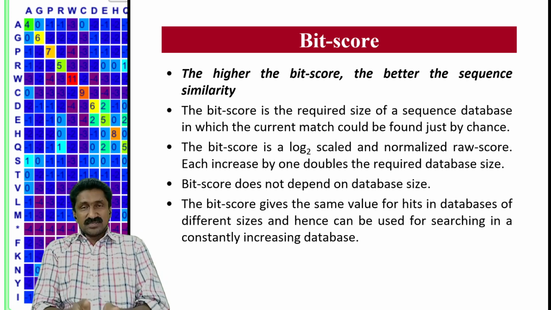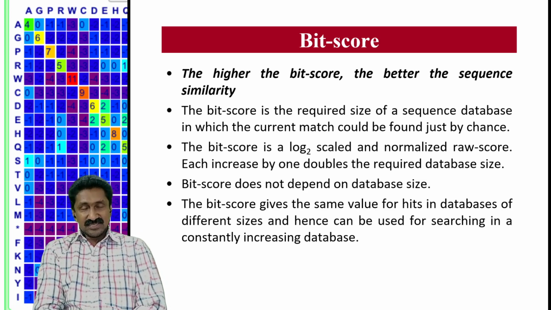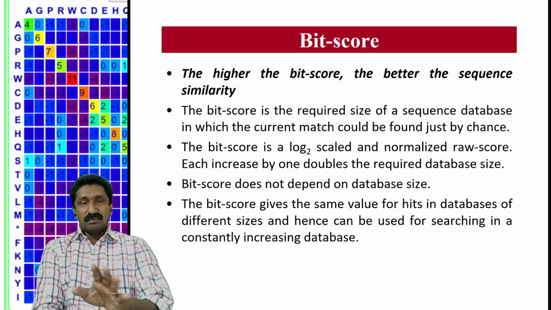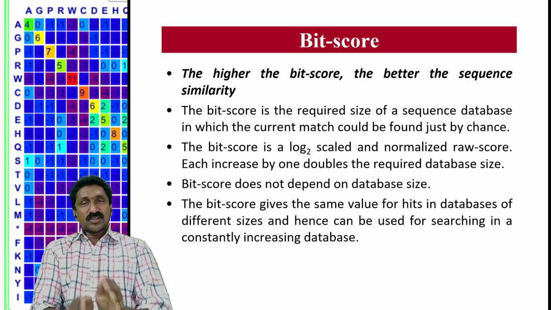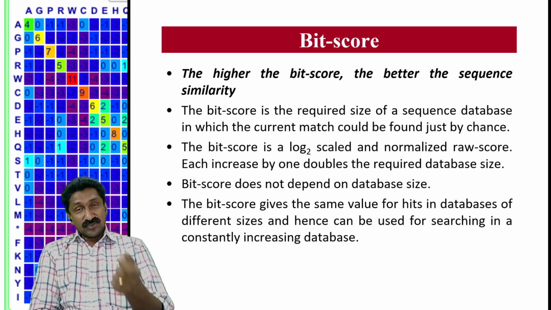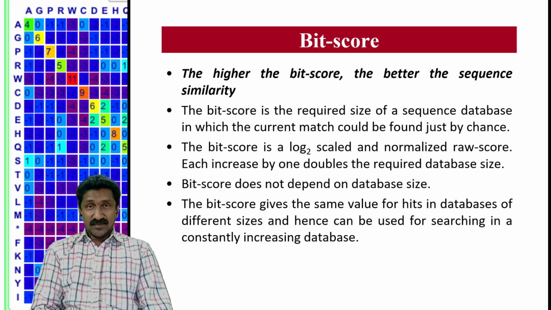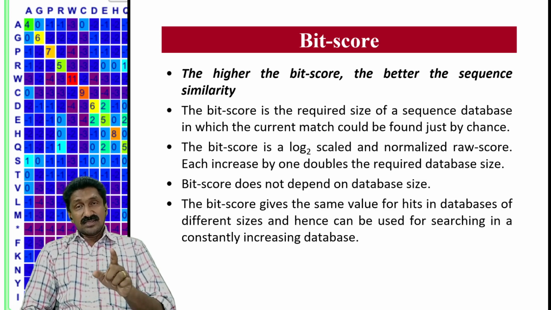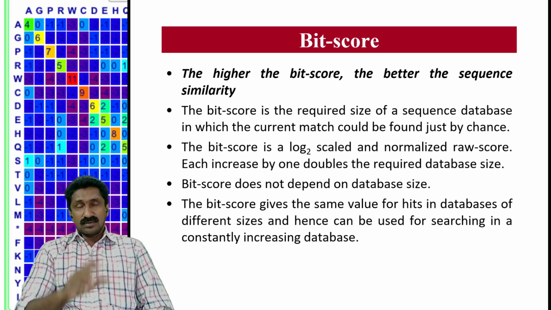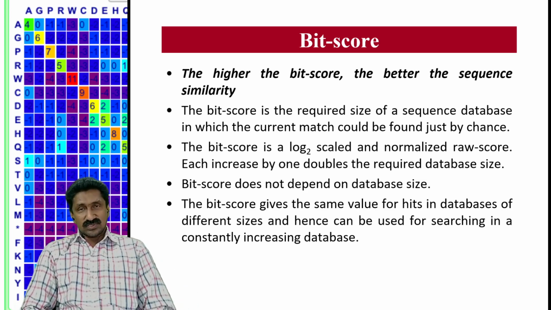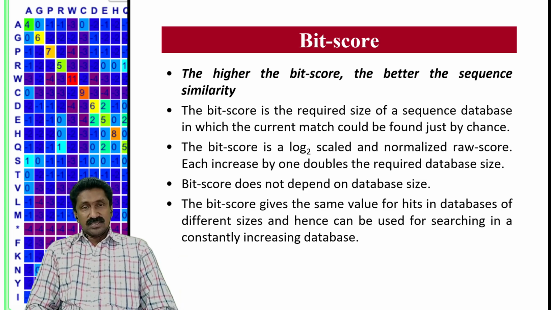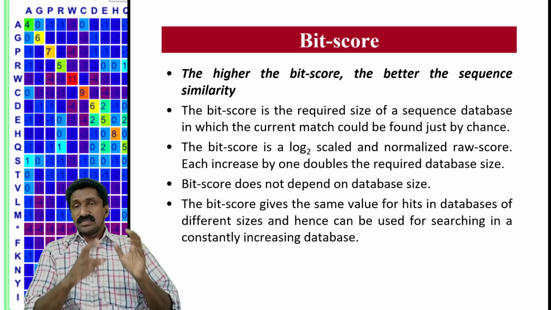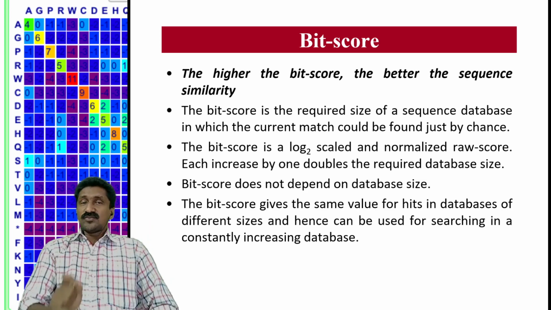So you can't expect a similar person in Kerala. So the population of Kerala is not the bit score. But if you can find one person in India just like you by chance, that means the bit score of the population size is 130 crores or something, the entire Indian population. So the bit score is the size of the database that is required to find a random chance.